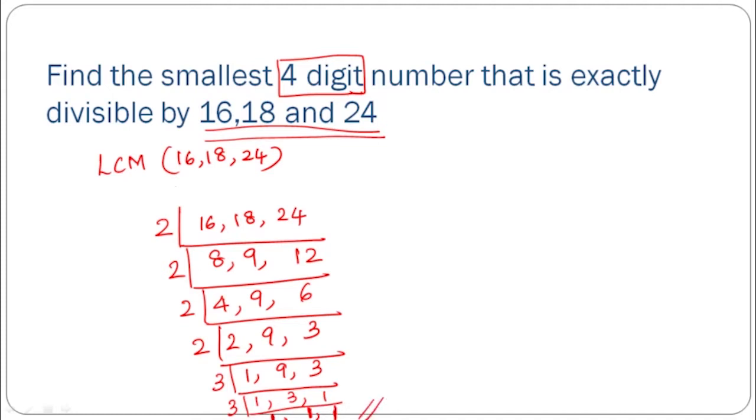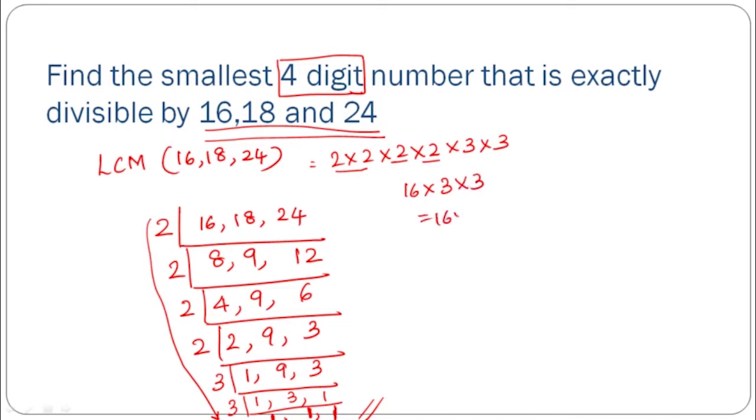What will be the LCM of these given numbers? It will be the product of all of these numbers. That is nothing but 2 multiplied by 2 multiplied by 2 multiplied by 2 multiplied by 3 multiplied by 3. That is 2 2s are 4, 4 2s are 8, 8 2s are 16. 16 multiplied by 3 multiplied by 3, or 16 multiplied by 9. What is 16 multiplied by 9? That is nothing but 144. So 144 is the LCM of 16, 18 and 24.